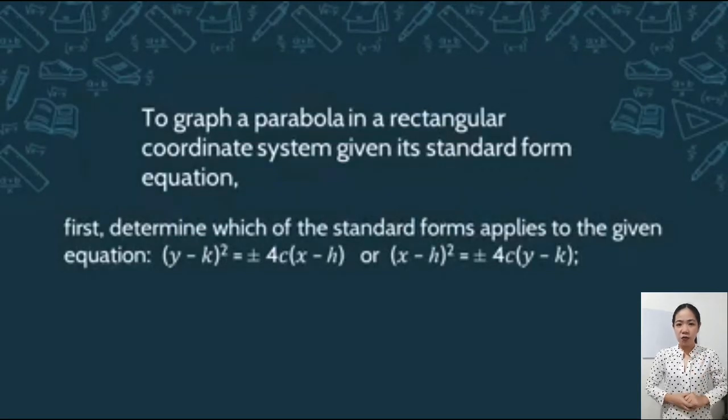The first one would be for those which open to the left or to the right, that is, the quantity of y minus k squared equals positive or negative 4c times the quantity of x minus h. For those which open to the left, that would be negative, and for those which open to the right, that is positive. Then we also have another form which is for those which open upward or downward. That is the quantity of x minus h squared equals positive or negative 4c times the quantity of y minus k. For those which open downward, that is negative. And for those which open upward, that is positive.